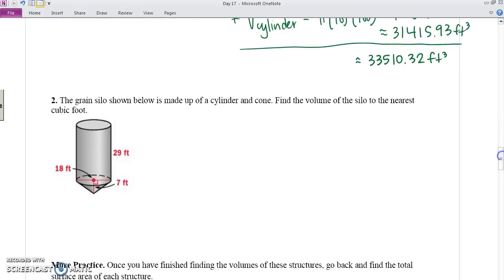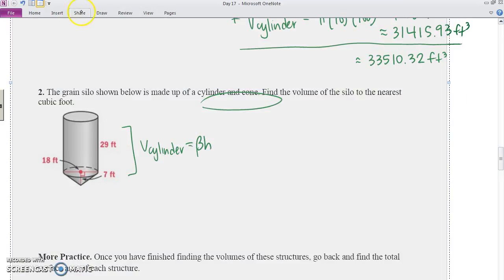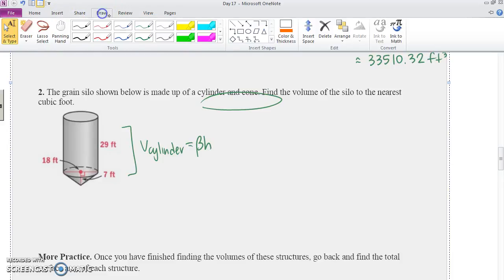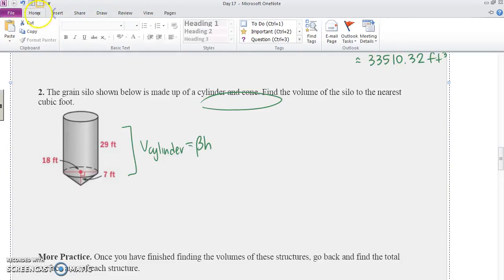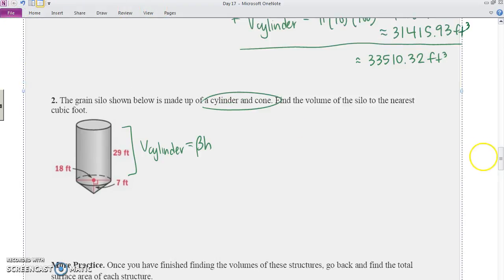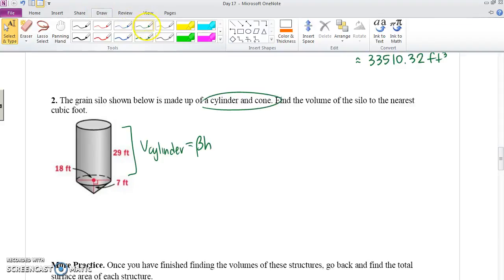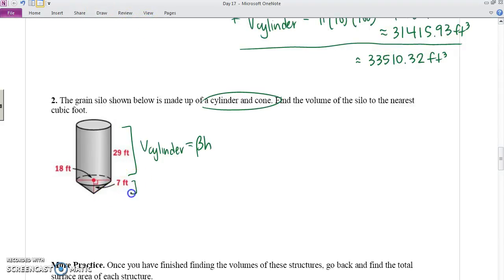Alright, and then the last one, we have a cylinder and a cone. Alright, the volume formula for the cylinder, like last time, is base times height. And then the cone here is 1/3 base times height. And then we'll just add them together.